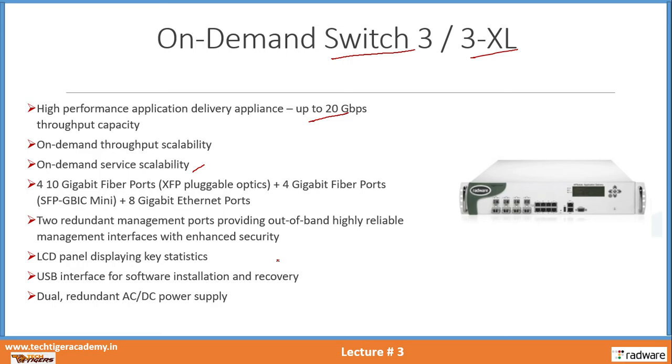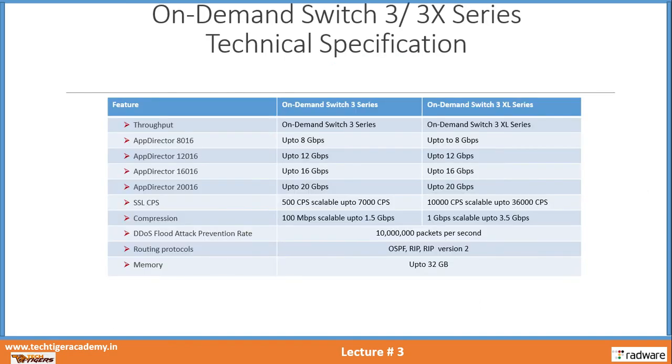Of course, they will cost you more, but they justify their specification because they provide a massive amount of throughput and a massive amount of DDoS protection rate, up to 100,000. Let us discuss the throughput capability. The models in the 3 series come as 8016, 12016, 16016, and 20016. The minimum throughput that they provide is 8 Gbps, and the maximum throughput is up to 20 Gbps.